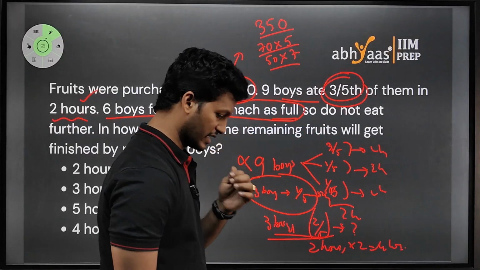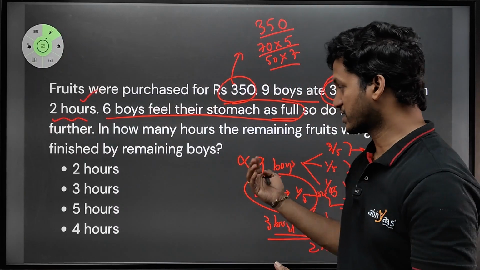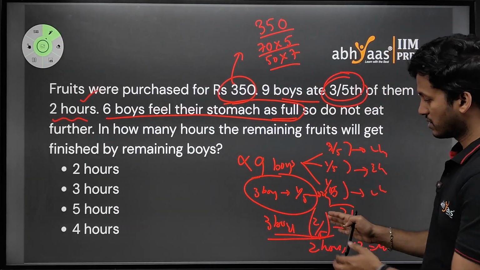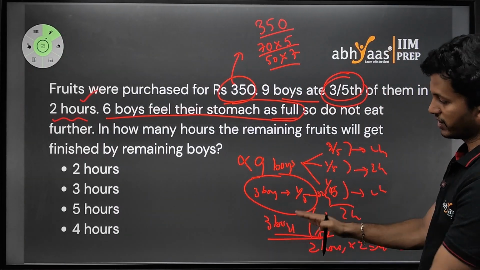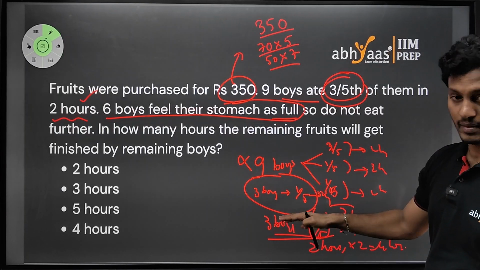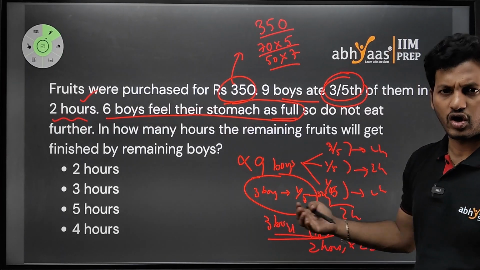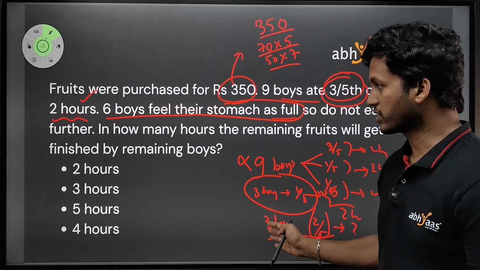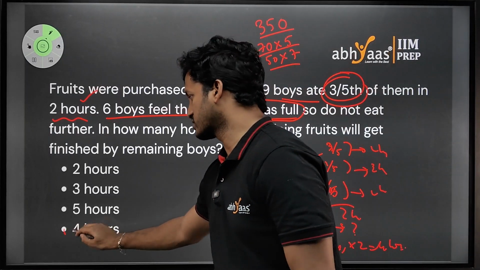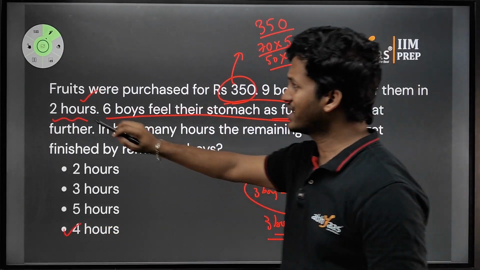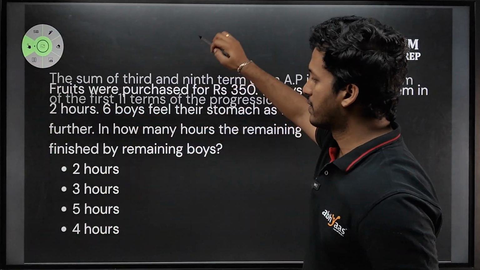Okay, so this thing is in geometric progression if you observe it carefully. Whenever this thing is doubled, this portion has to be doubled. Obviously everything has to be doubled. Okay, so it is 4 hours. You can apply that in ratios as well.